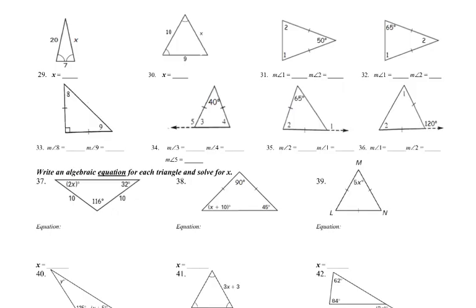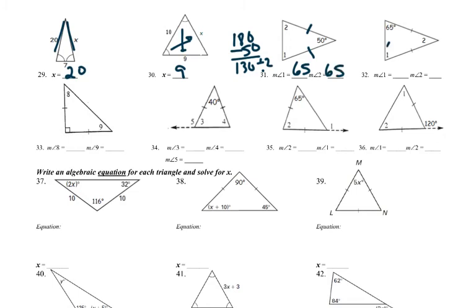Here, some of these questions you might say, hey, we saw that question before. You sure did. X is 20. Here, X is 9. Here, if I take 180 minus 50 is 130, and I divide it by 2, we had that one before, 65. Here, angle 1 is 65. Those two angles add up to 130. And if I subtract that from 180, angle 2 there is 50.